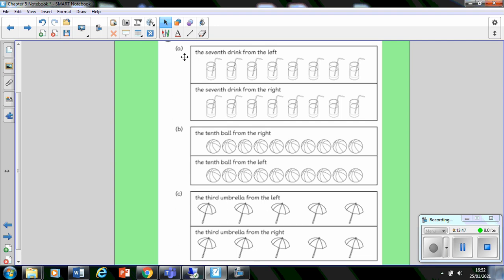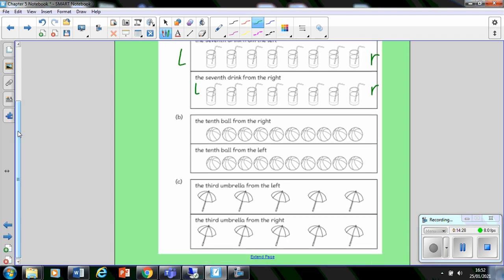Okay, so for example in question A, it's asking you to colour in the 7th drink from the left. Now check that this is your left. So you could even do a U on this side and a R on this side to help you remember which is your left and your right, and colour in your 7th drink. So you count 1st, 2nd, 3rd, 4th, 5th, 6th, 7th. So you colour that one in. And then it's asking you colour in the 7th drink from your right. So you've got your R for right and your U for left, just to help you remember, and you colour in the 7th one from the right. And you're doing that for all of these questions here.